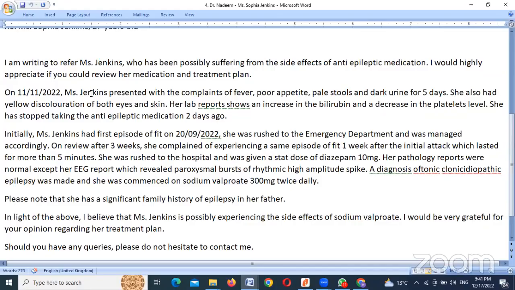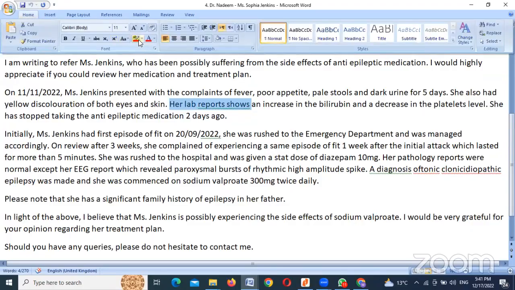On this date, the patient presented with complaints of fever, poor appetite, this and that. She also had yellow discoloration of both eyes and skin. Her lab reports show again. People, you can see, I knew that some people will make this mistake. Even he is a very good student.